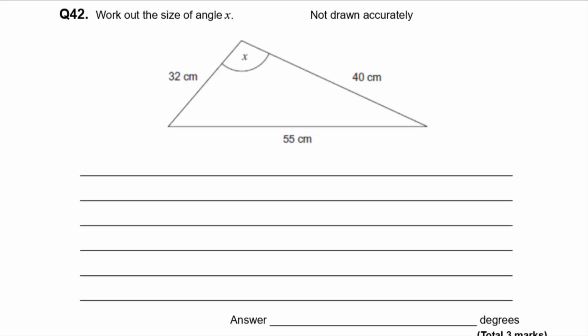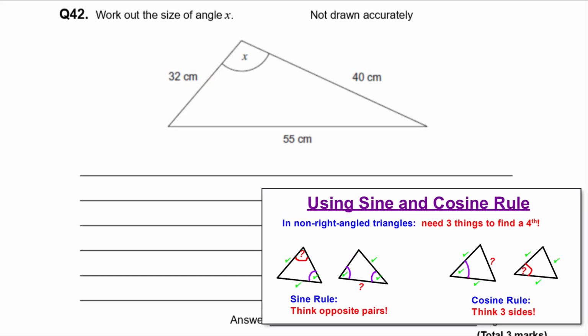Good. Question 42. Now, we don't have two opposite pairs here. We've got x going with 55, but then I've got two sides and no angle to match them up with. So this is not the sine rule. I did say cosine rule is about 3 sides, and you can see here I've got 3 sides, 1, 2, 3. So if you've got 3 sides and you want an angle, then it's the cosine rule, isn't it?